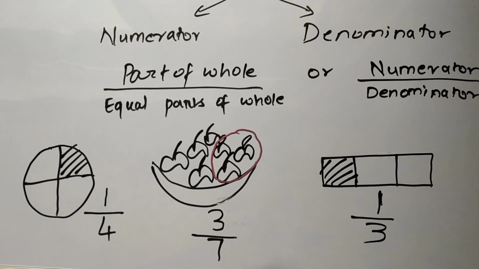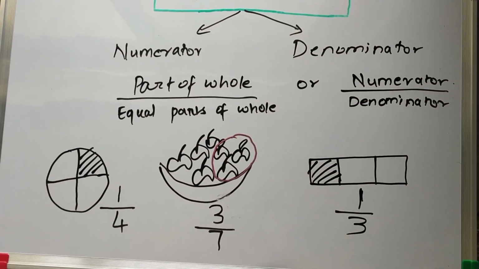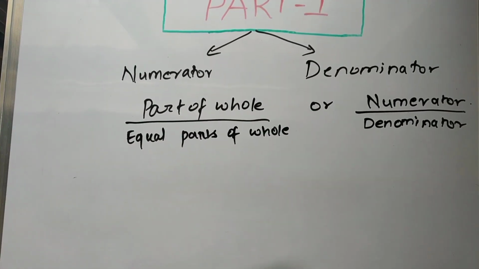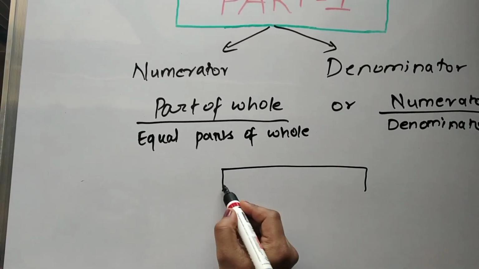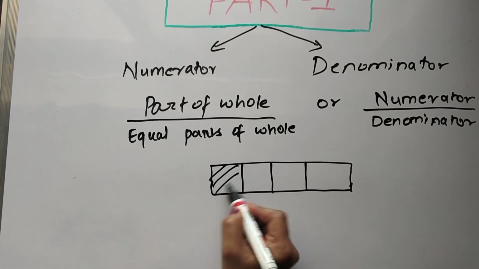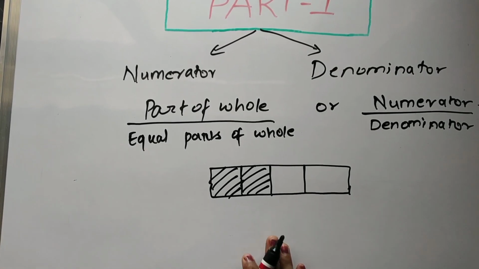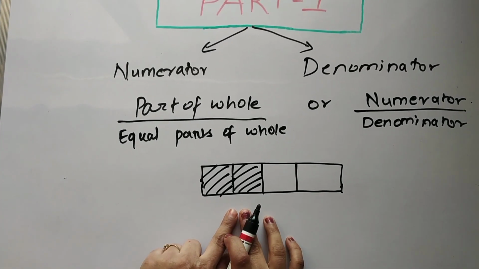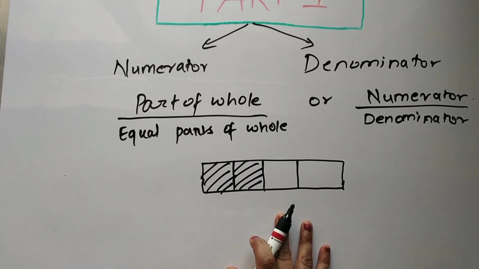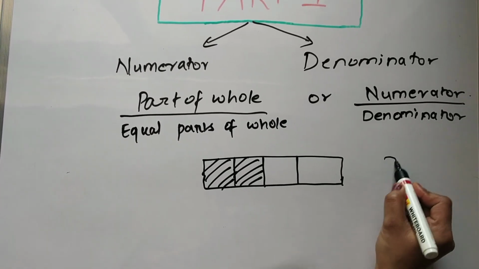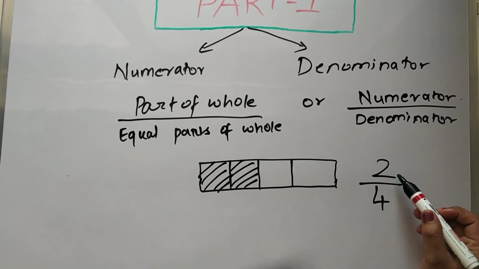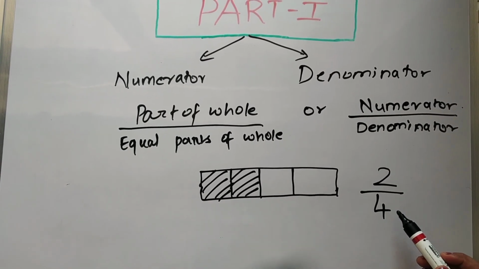Now, the question which arises here is, what is a numerator and a denominator? So, for that, let us consider an example. Now, let us consider this example. Now, this rectangle has 4 equal parts, out of which 2 parts are shaded. So, for this, we will represent the fraction as 2 upon 4. Here, 2 is the shaded part, whereas 4 is the equal parts of whole.